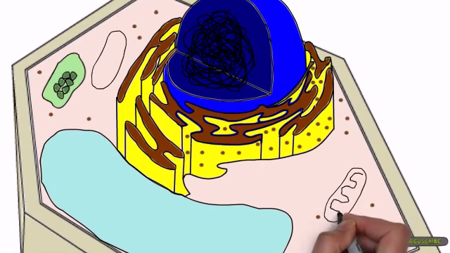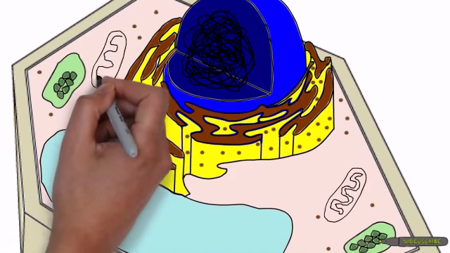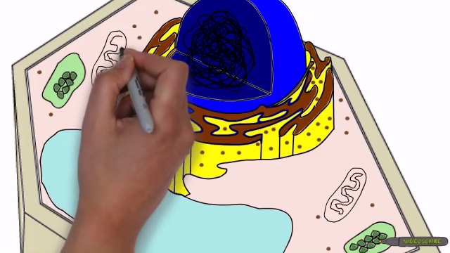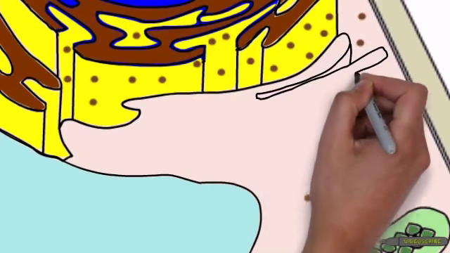Making all of this stuff requires energy. The mitochondria turn the sugar that the chloroplasts make into energy that the cell can use. This energy is stored in the chemical bonds of adenosine triphosphate.